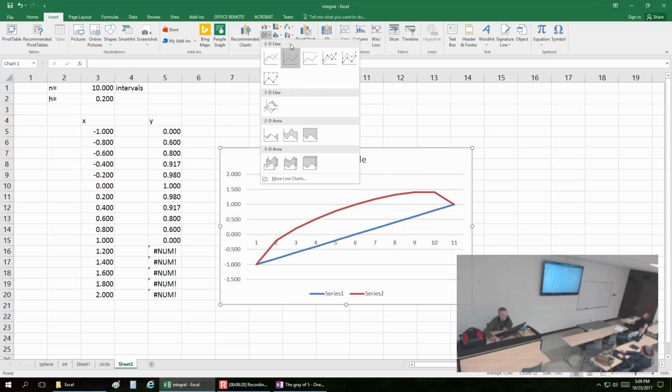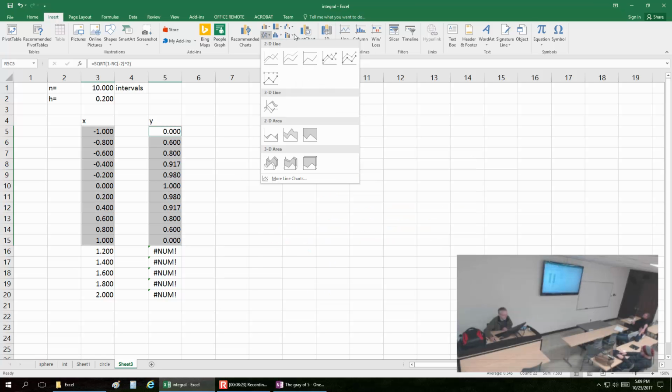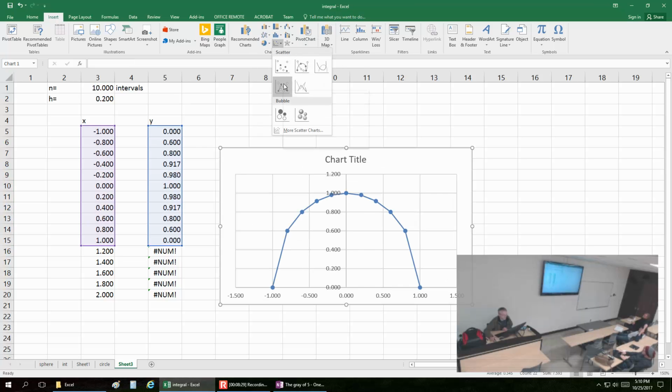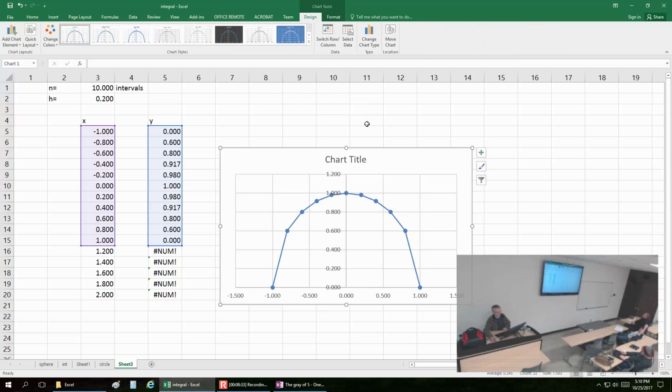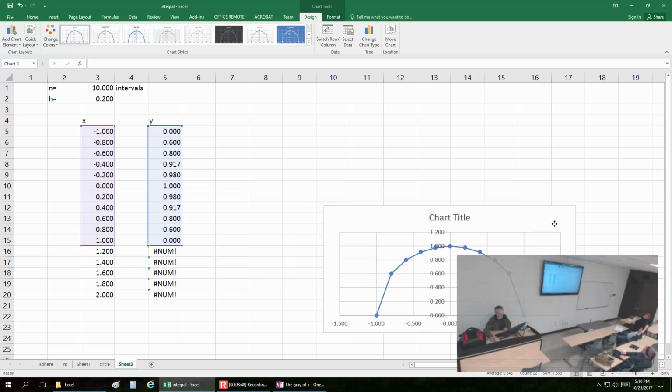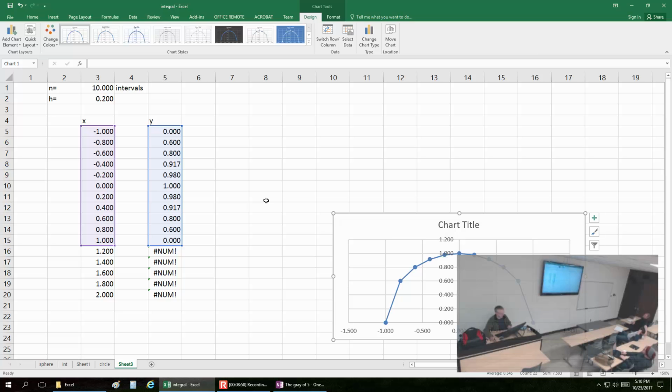No, that's not it. It doesn't know what it's doing. Here it is. Okay, that's good enough. So that is my circle. It's not very accurate, a bit out of proportion, but the idea is here. The circle from -1 to 1 goes up to 1, with 10 points. So that's just to confirm that we do have a semicircle.